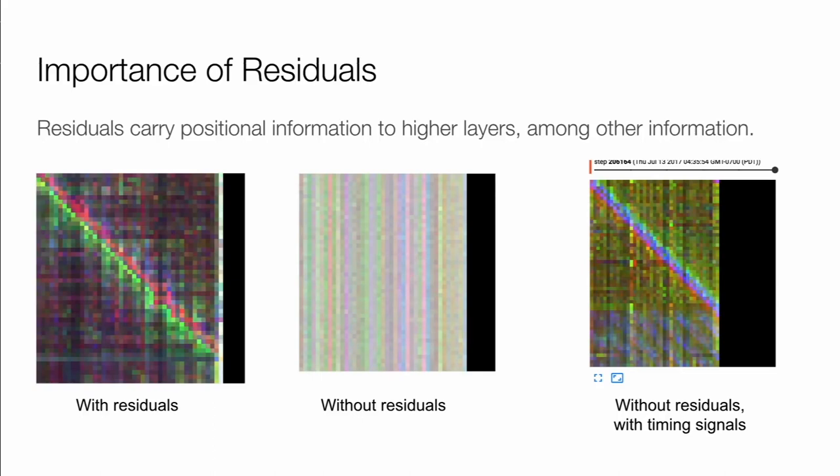We injected position information back in, and we didn't recover the accuracy, but we did get some of this sort of diagonal focus back in. So the residuals are doing more, but they're certainly definitely moving this position information to the model. They're pumping this position information through the model.